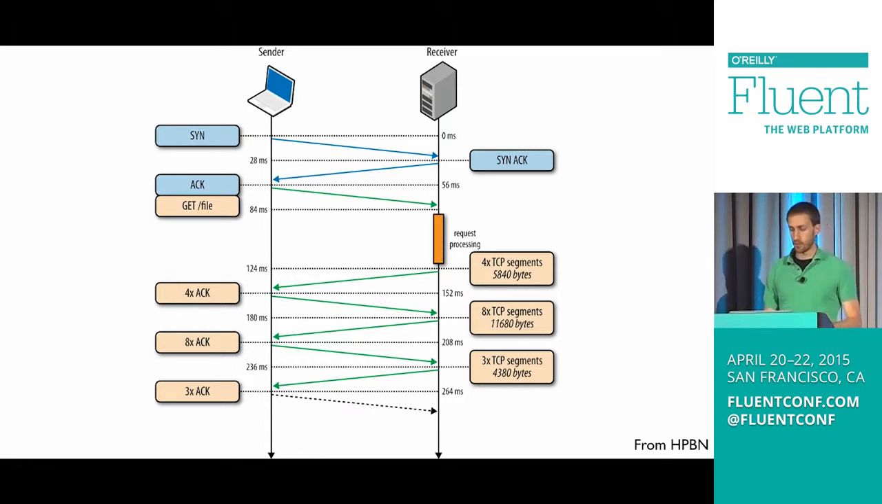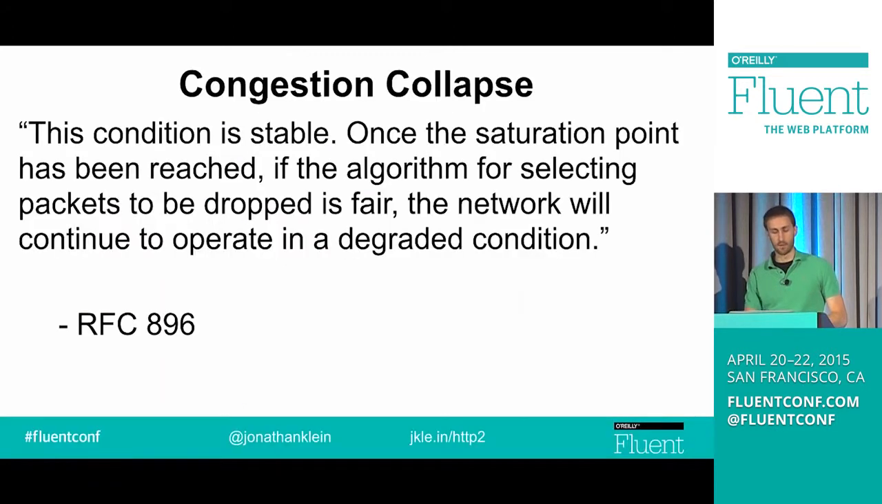Now, this isn't just theoretical. This was actually observed. There was an RFC that investigated this condition, and it says the condition of congestion collapse is stable. Once the saturation point has been reached, if the algorithm for selecting packets to be dropped is fair, the network will continue to operate in a degraded condition. And like I said, this was observed in the early internet in October of 1986. And as a result, we have slow start, which is deployed almost everywhere.